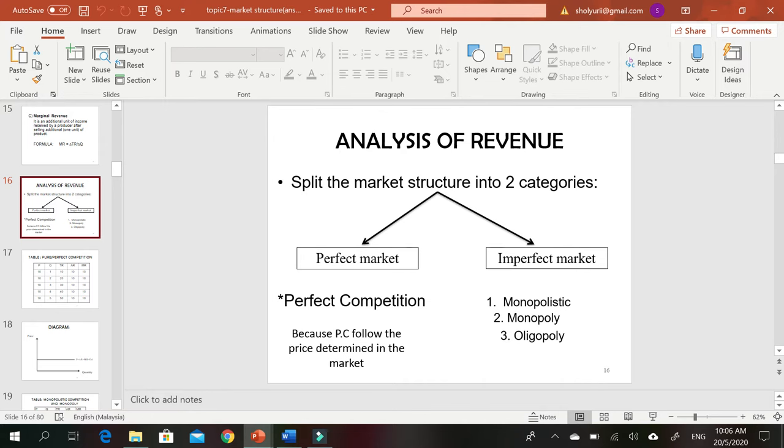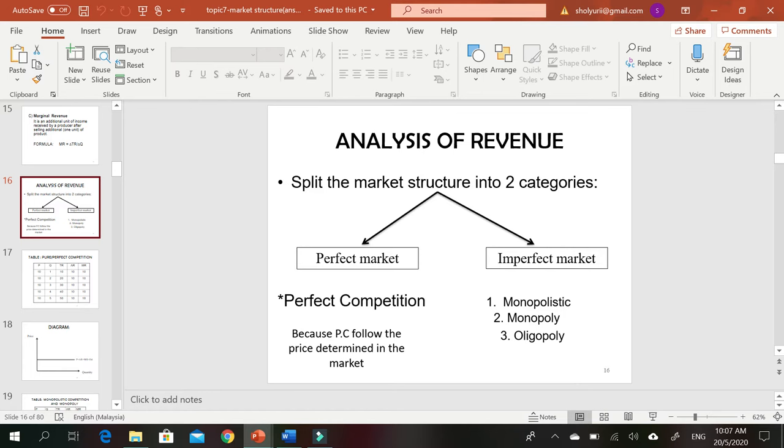Okay, so perfect market means ada satu je yang duduk bawah kategori perfect market daripada empat market structure tersebut, iaitu perfect competition. Sebab apa? Maksud perfect market ni, because it follows the price determined within the market. Harga yang ditentukan dalam market, harga persilangan demand and supply curve tu. Cuma satu je market structure yang follow sebiji precisely the price of the market, which is perfect competition.